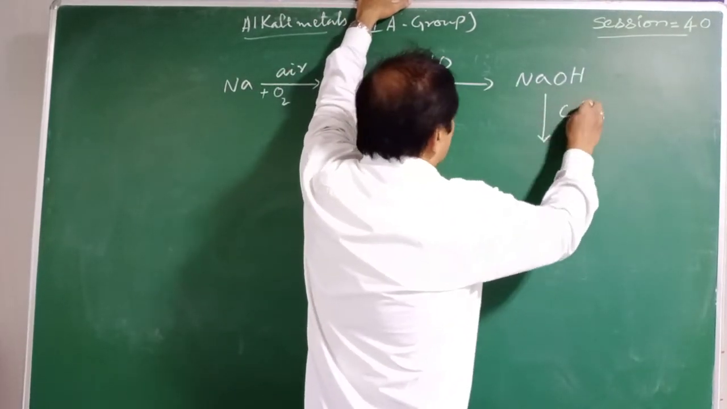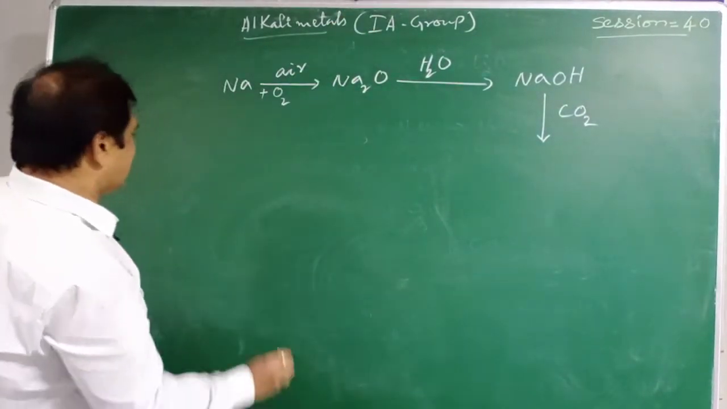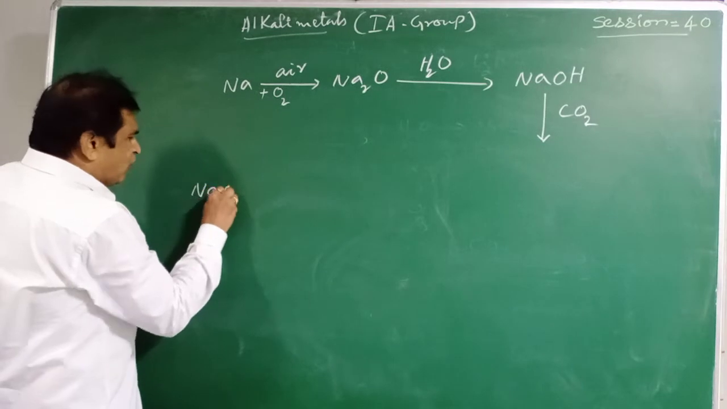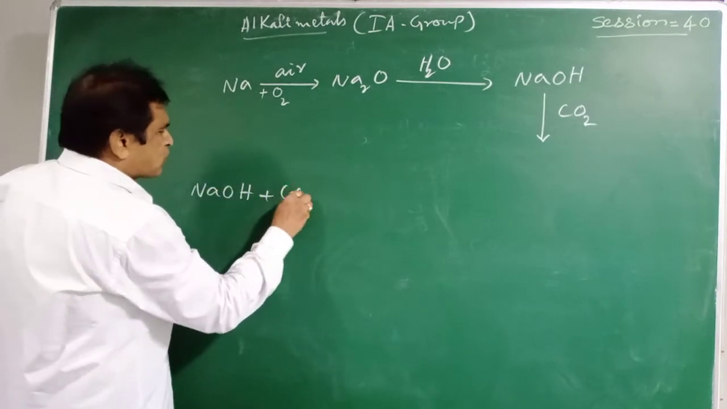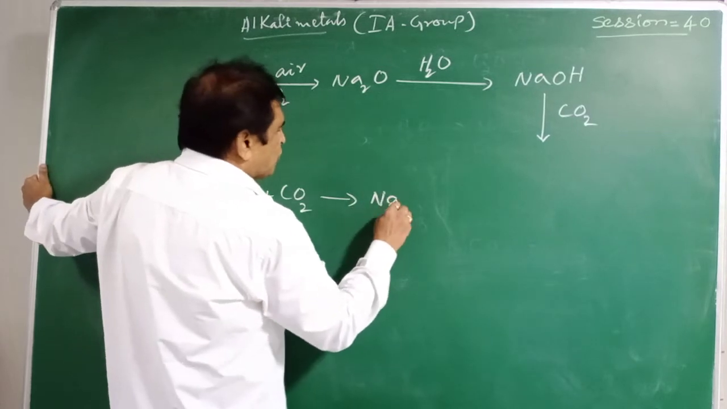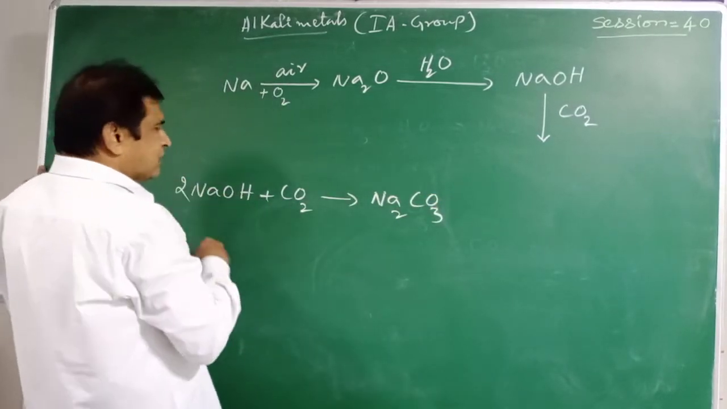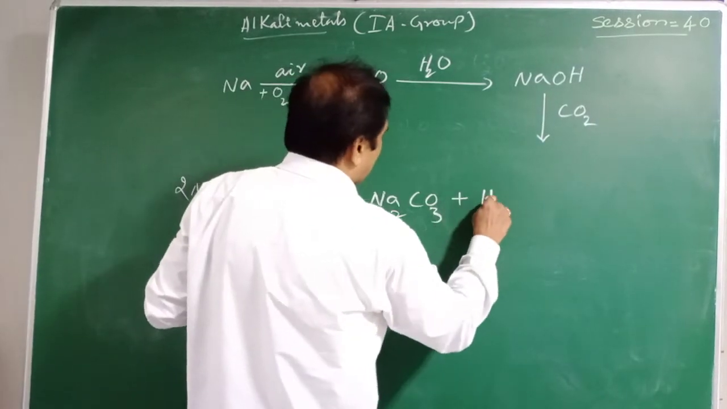This NaOH absorbs carbon dioxide from air. Let us see. NaOH absorbs carbon dioxide from air and is converted into sodium carbonate plus H2O.